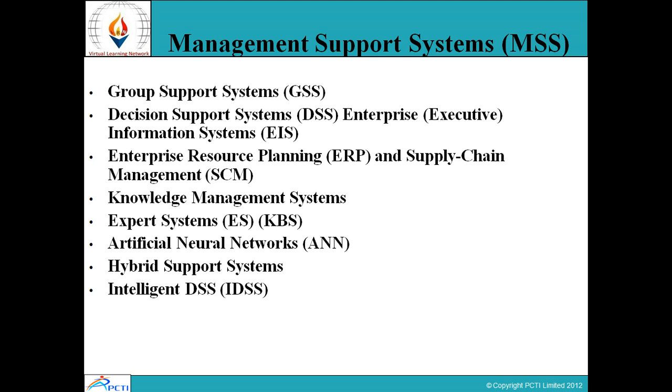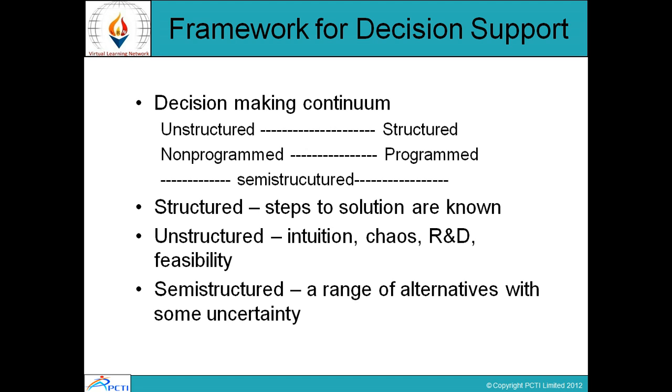Enterprise resource planning, that is ERP. Supply chain management, SCM. Knowledge management, KMS. Expert system, ES. Artificial neural network, ANN. Hybrid support system, HSS. Intelligent DSS, IDSS. Right? So these were the different examples which will help you to understand the entire management support system. Now further, let's talk about the framework for decision support.